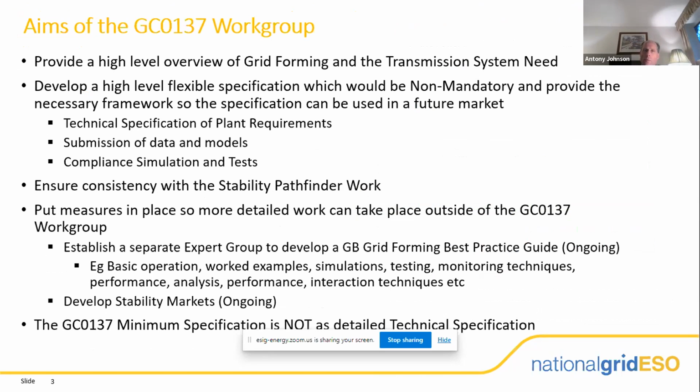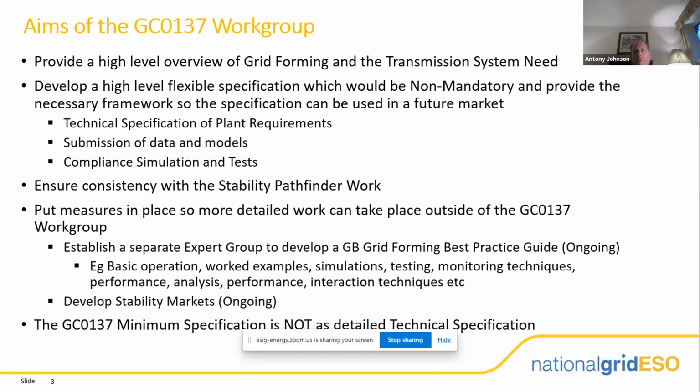So how did all this come about? Within GB, we've got a grid code, and the grid code process is managed through its own governance arrangements. The aim of the GC0137 work group was to get industry experts together and develop a grid forming specification based on the minimum needs of the transmission system. Its aim was to develop a high-level, flexible specification. This would be non-mandatory, and it would provide the necessary framework so the specification could be used for a future market.